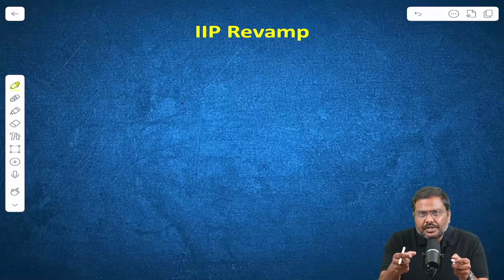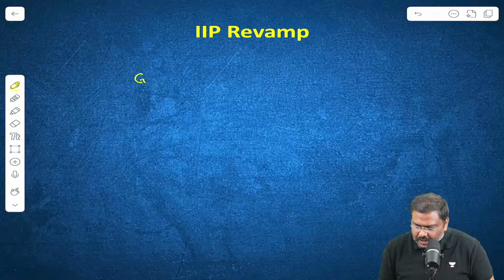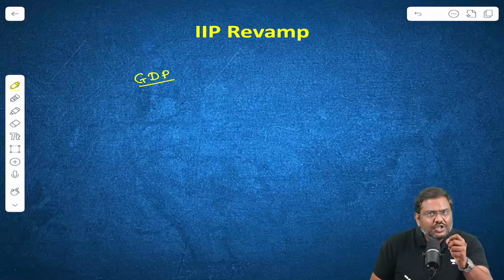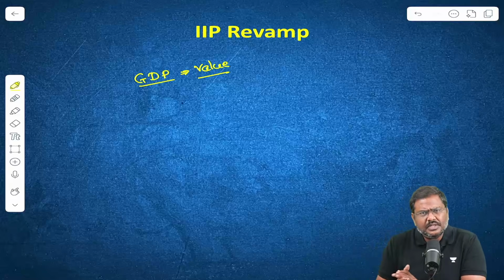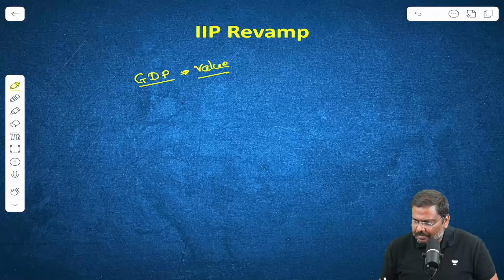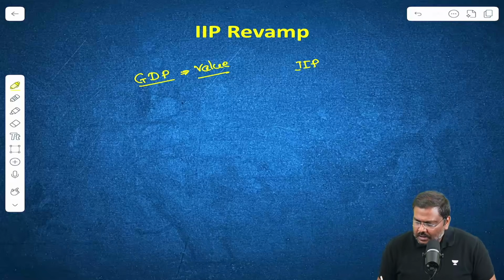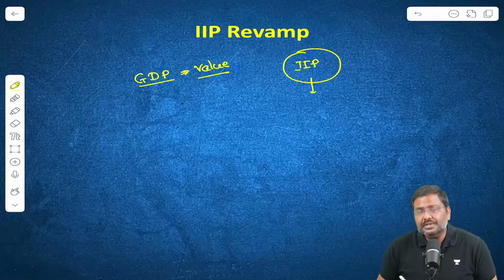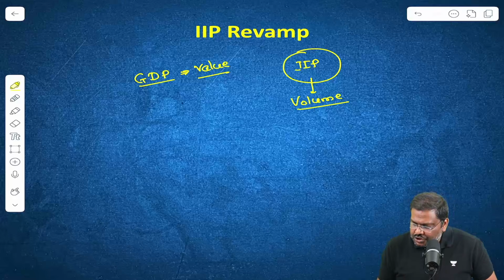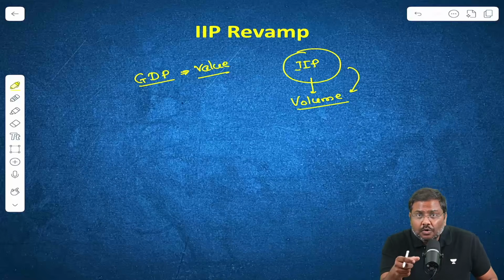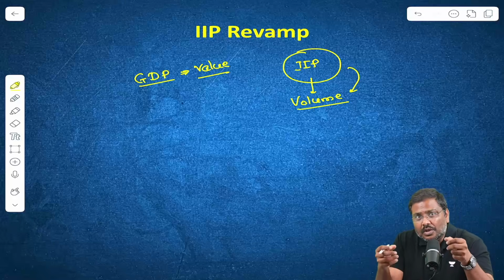The Government of India measures the economic activity using various indicators. The most important one is the gross domestic product. GDP focuses on the value of all the final goods and services which are produced. In addition to GDP, there is one more very important indicator, index of industrial production. The index of industrial production simply measures the changes in volume of output. I repeat, it measures the changes in volume of output in the industries. So GDP on the value, IIP on the volume.